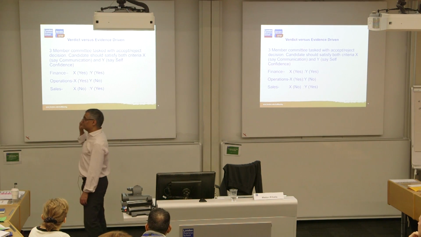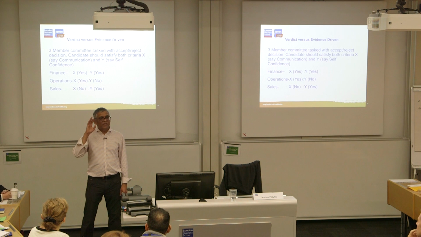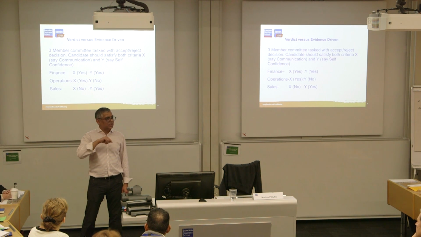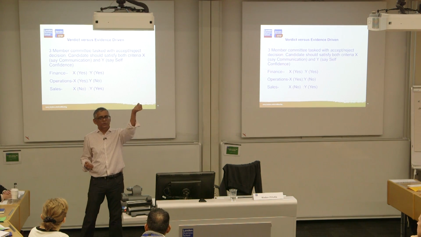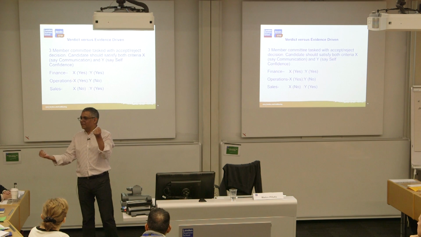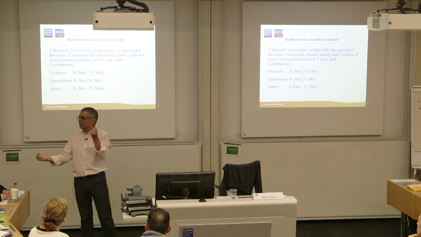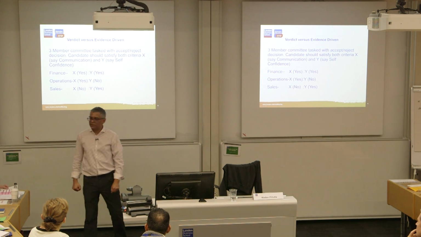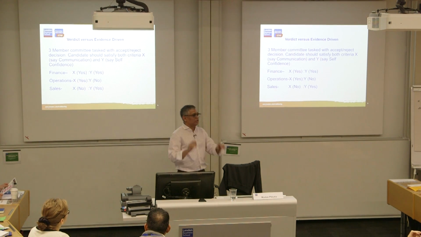And this is the kind of decision that we will often refer to as conjunctive. You really need people to agree on both. It's not compensatory, so you can't be hugely self-confident and not have communication skills. You need to have both. So this is the information that you had.